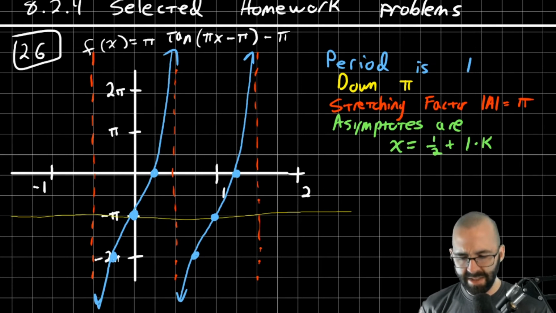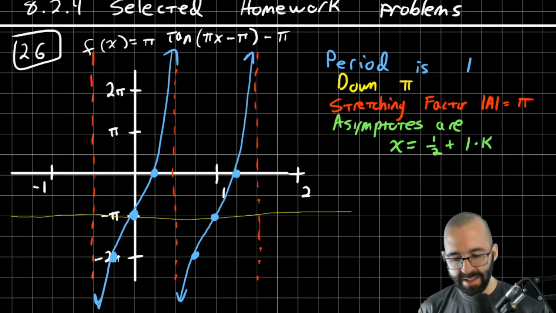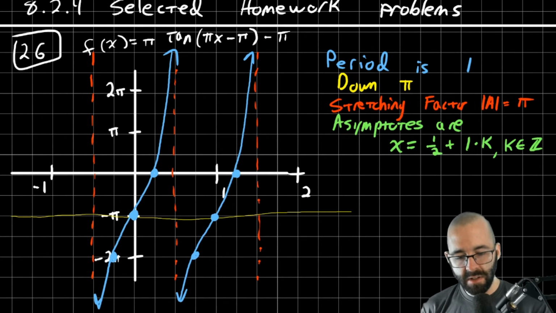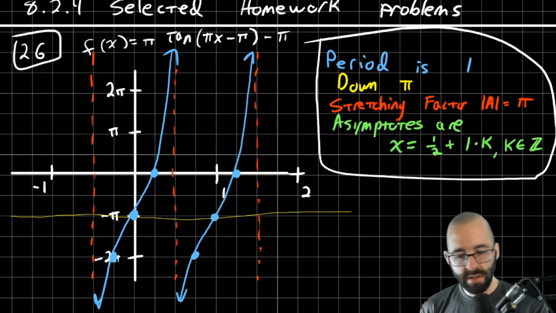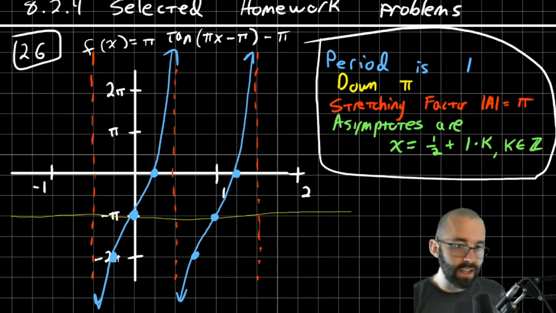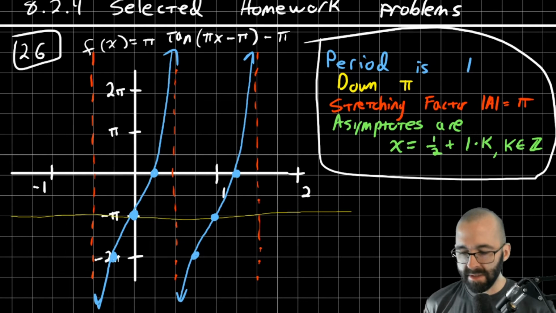This is actually the same. Did I already do this problem? This looks very familiar to me. Did a similar problem, but not the exact same problem. It has a similar answer. But those are the asymptotes. And this is for k is any integer. There we go. We have our graph. We have the other answers, and that's problem number 26.